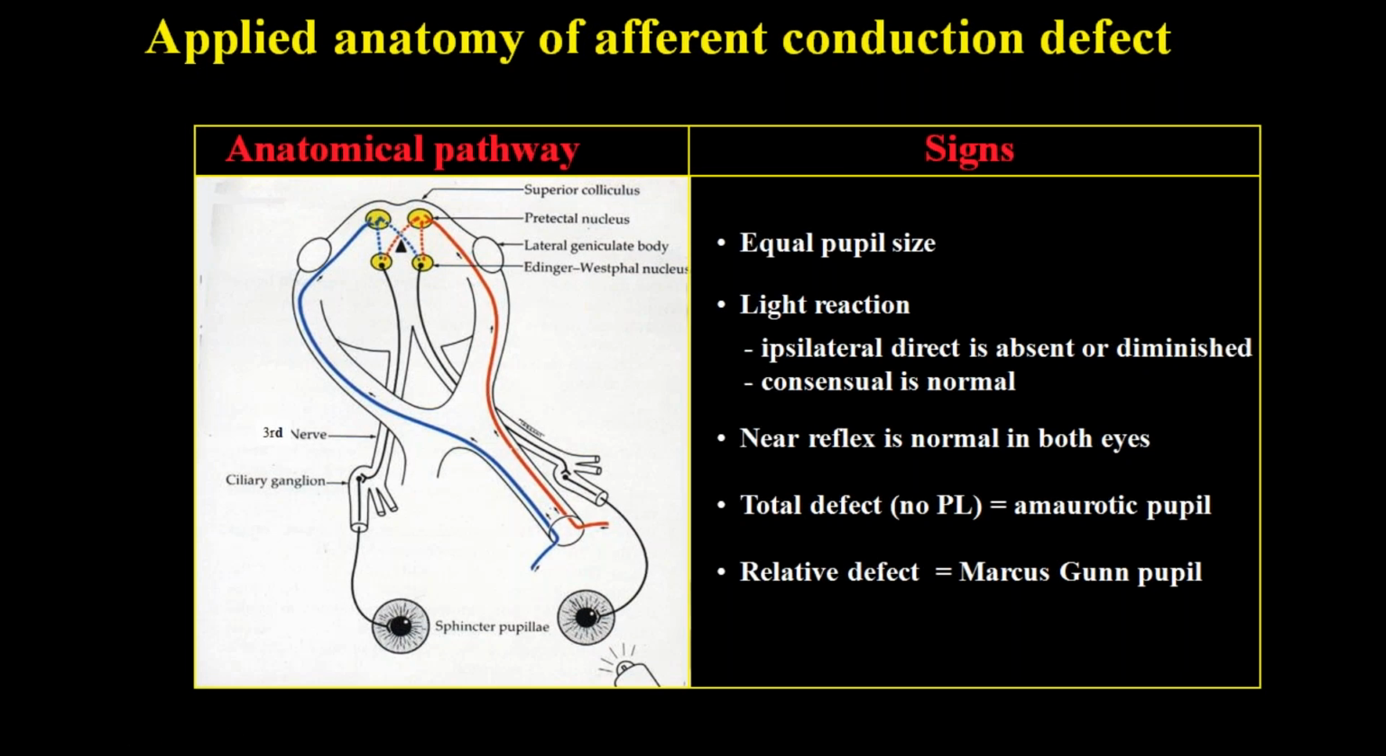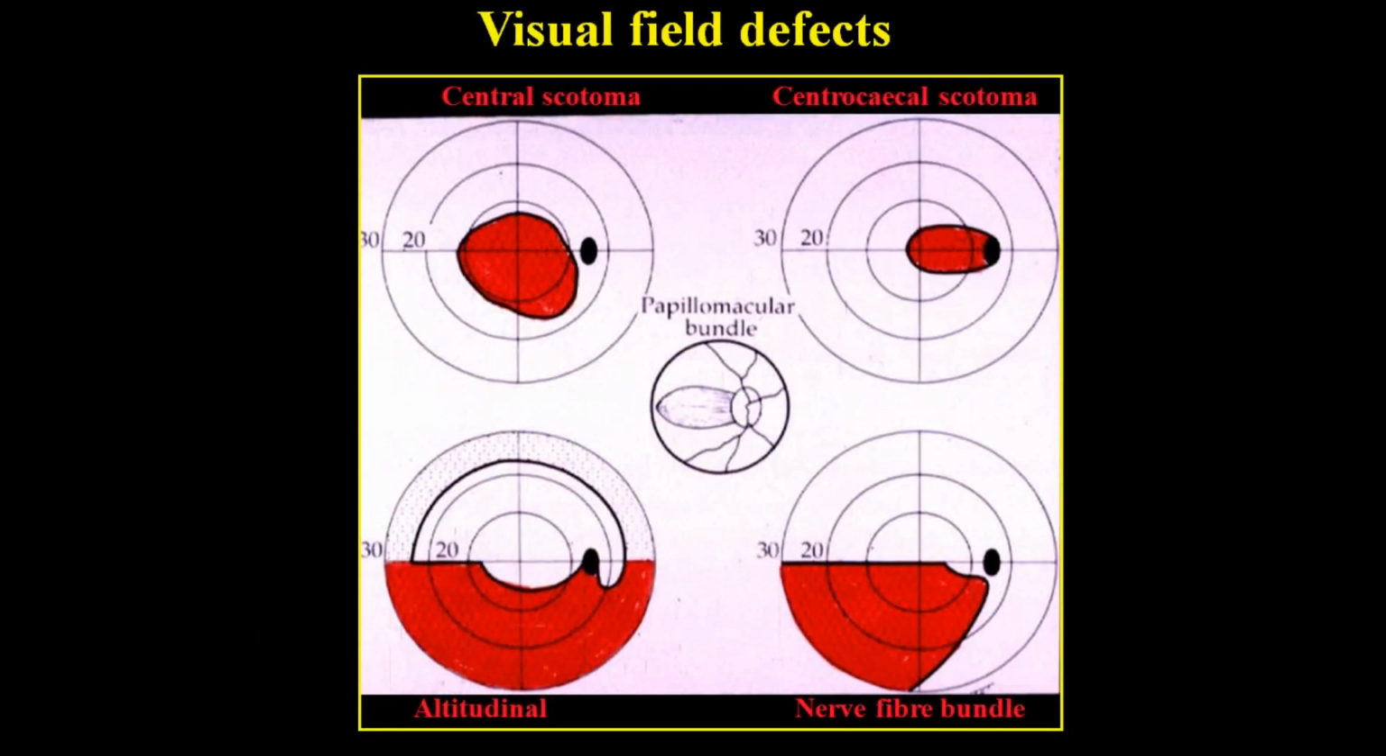So what is happening in optic nerve dysfunction? This afferent, the blue and the red pathway, are affected. There is a slight delay in conduction in one eye compared to the other, that is relative afferent pupillary defect. So any optic nerve dysfunction will cause some amount of visual field defects.